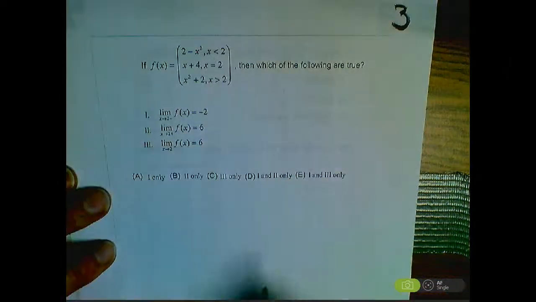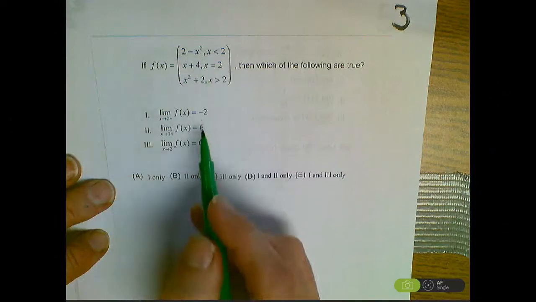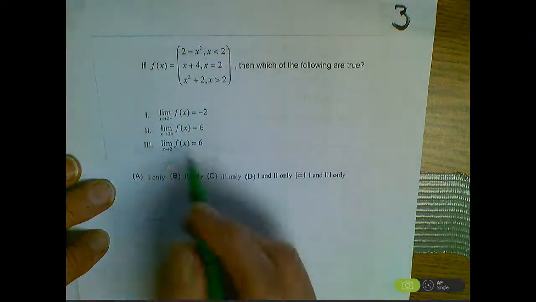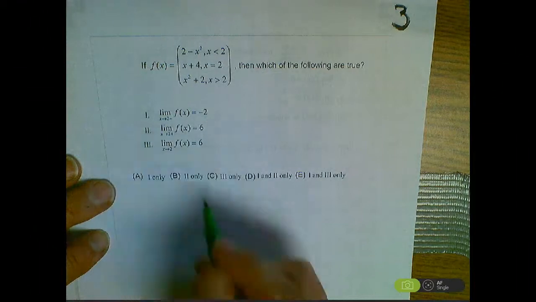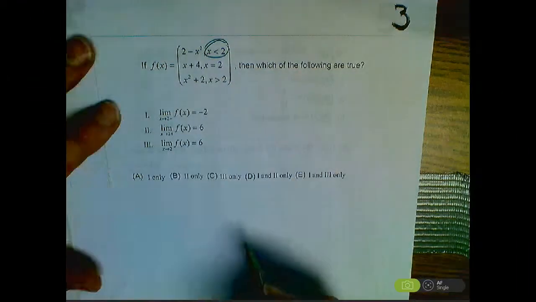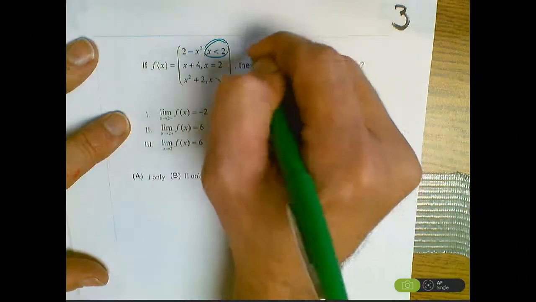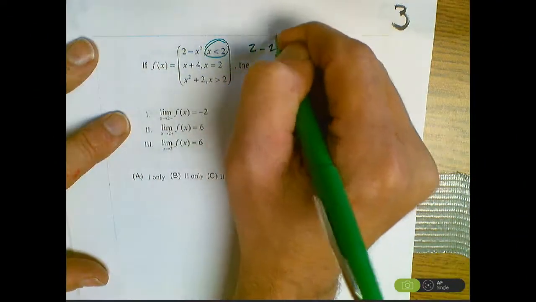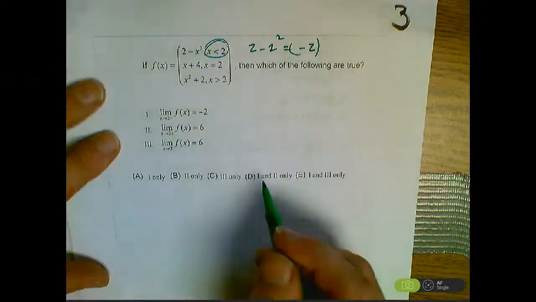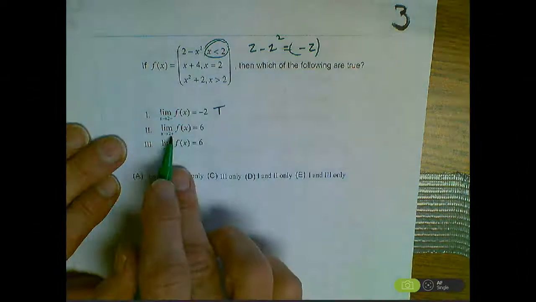I've got a piecewise function that defines everything for all real numbers. This is a parabola, line, parabola. First of all, the limit as x approaches 2 from the left. Well, in this region, that's what I'm looking at, 2 from the left. So 2 minus 2 squared is equal to negative 2. Okay, that is true.